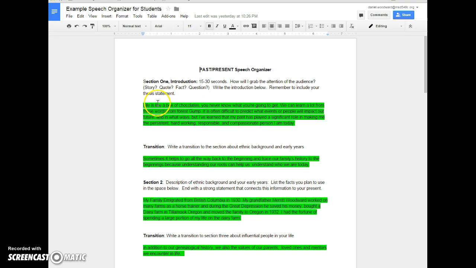I've chosen to use a Forrest Gump quote here. Life is like a box of chocolates. You never know what you're going to get. We can learn a lot from these words from Forrest Gump. It is often difficult to predict what events or people will impact our future and in what ways, but I've learned that my past has played a significant role in making me the persistent, hardworking, responsible, and compassionate person I am today.